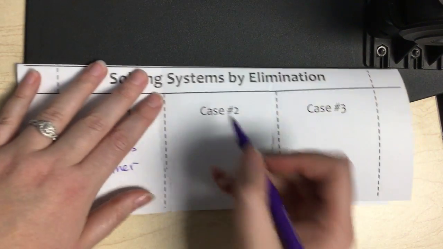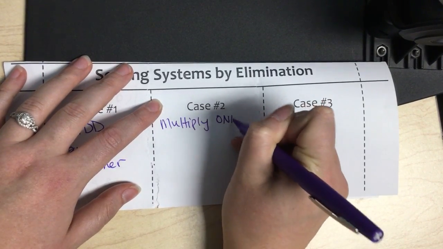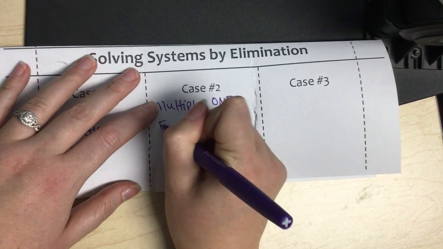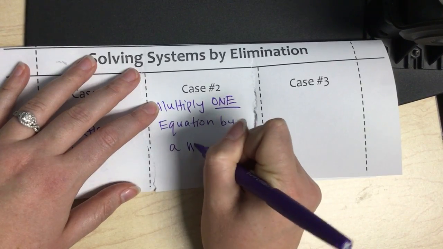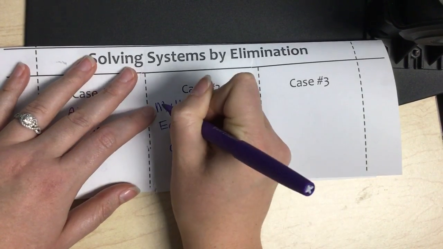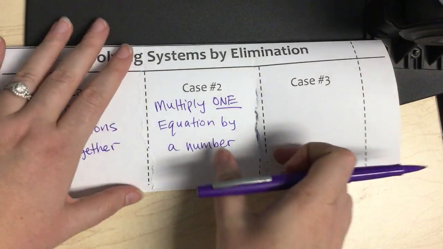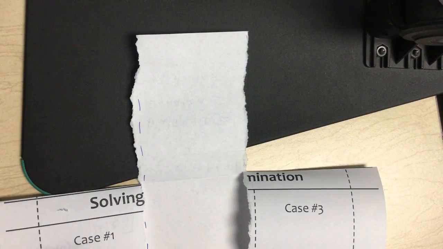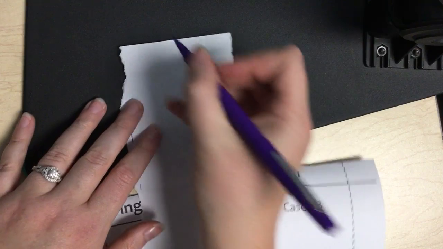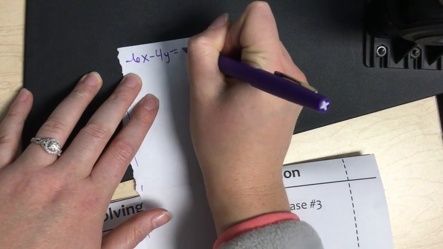Case number 2 is where we have to multiply one equation by a number. We have to multiply one equation by a number. All right, so let's look at an example. Let's do an example of that. All right, example number 1. Let's try negative 6x minus 4y equals negative 2.